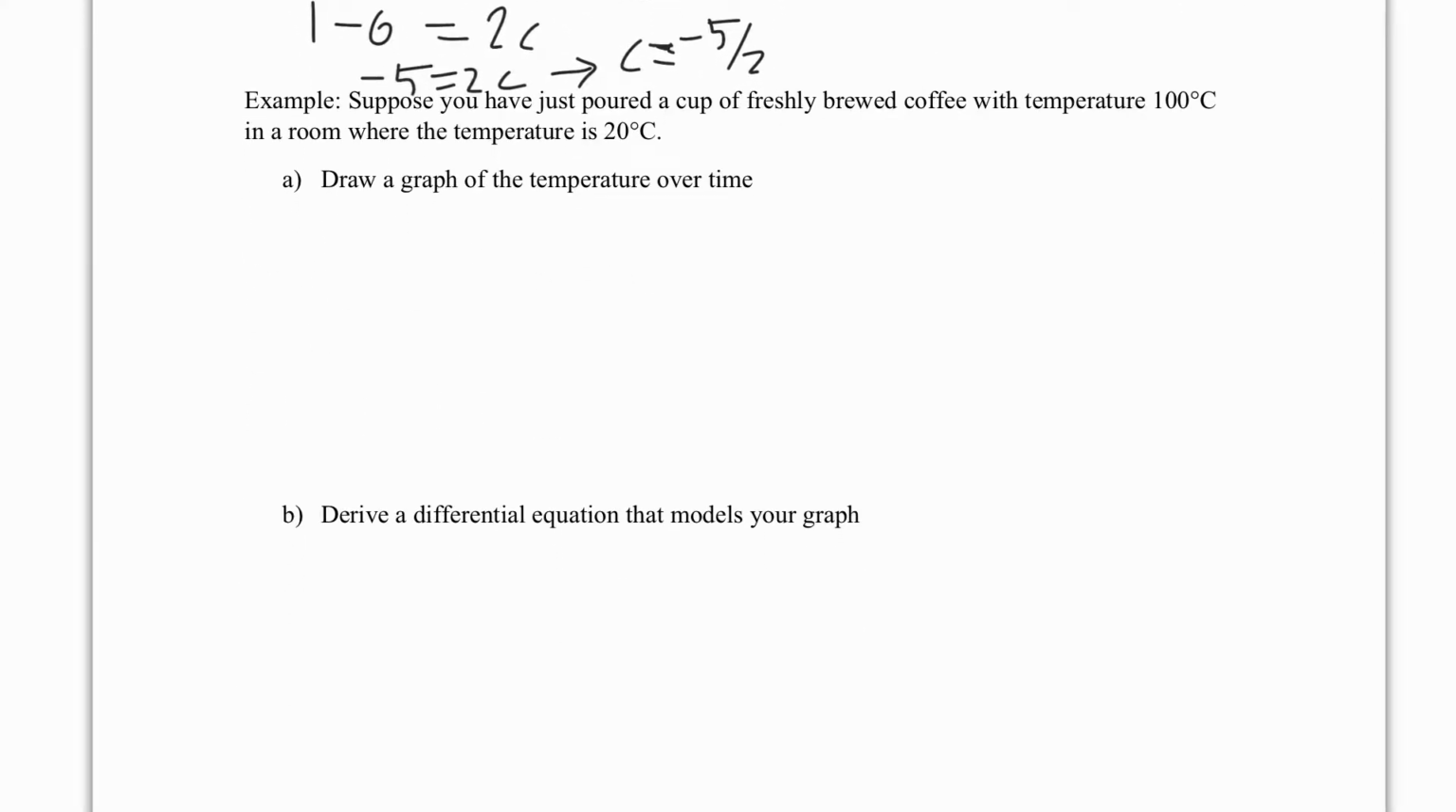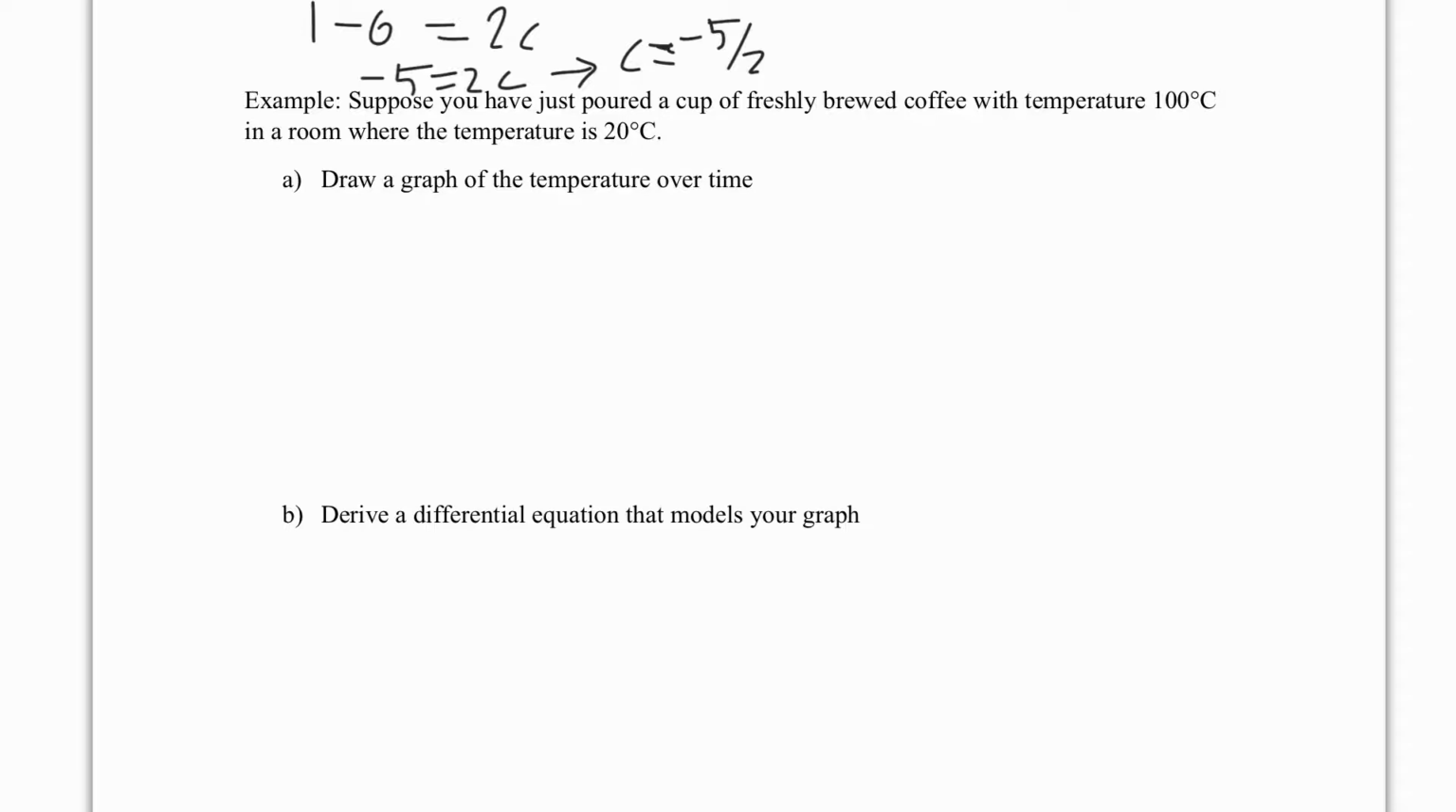Now, let's try a real-world example here. Suppose you just poured a cup of freshly brewed coffee with a temperature of 100 Celsius, right? The boiling point of water is approximately 100 Celsius, depending on your altitude and your air pressure. And when you make coffee, you want to use nice boiling water, so it's 100 degrees Celsius. Now, the room temperature is 20. It's an approximation, but we're going to go with it.